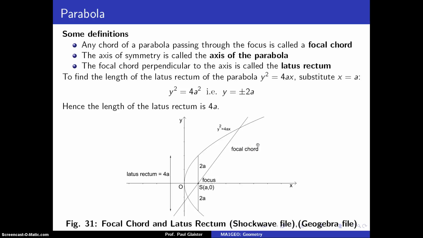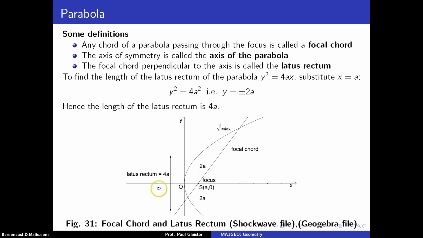Before we move on to looking at the point of intersection of two tangents or two normals to a parabola, I want to define three quantities, two of which we will use quite a lot, one much less so. So the first one is the notion of a focal chord. A chord is any line segment that passes between 2 points on the parabola, but if that line segment also passes through the focus, the point (a, 0), it's called a focal chord.